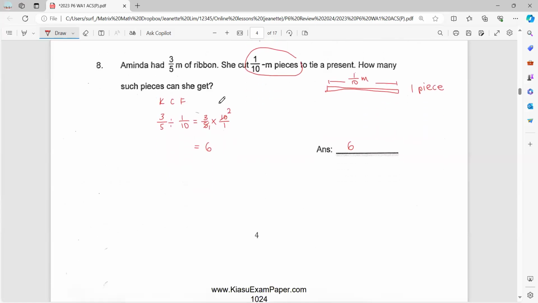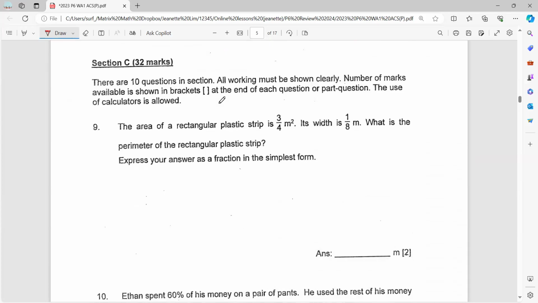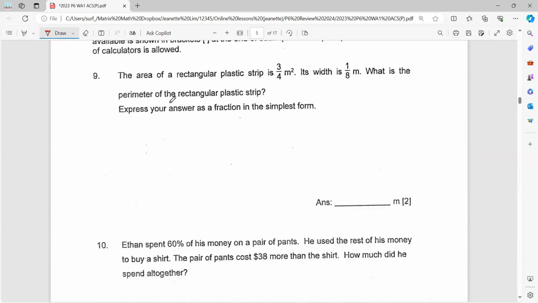Okay, now the next section, section C, is where you can use the calculator. The use of calculators is allowed. Question 9, area of a rectangular plastic strip is 3/4 square meters. Its width is 1/8 meter. What is the perimeter of the rectangular plastic strip?